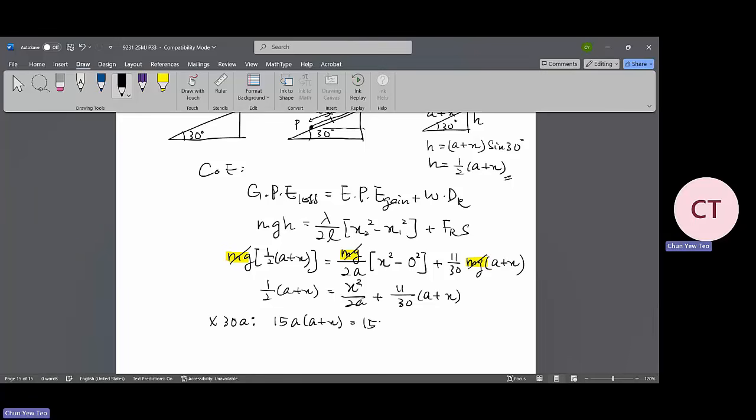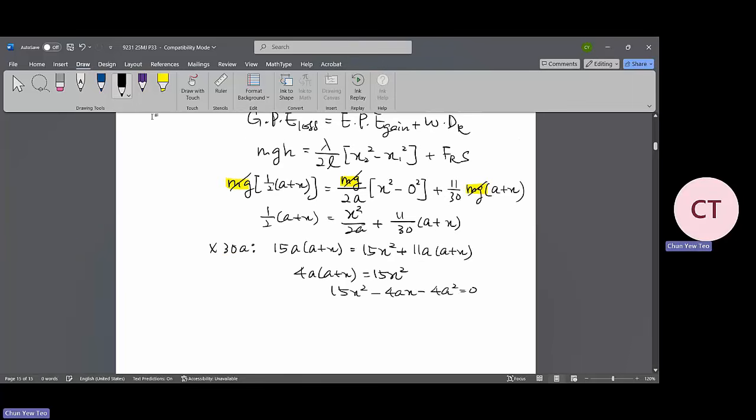So this one I get 15x squared. This one I get 11a, a plus x. So over here I get a 4 joined together. Then I get 15x squared minus the 4ax minus the 4a squared equal to 0. So we try to factorize it.